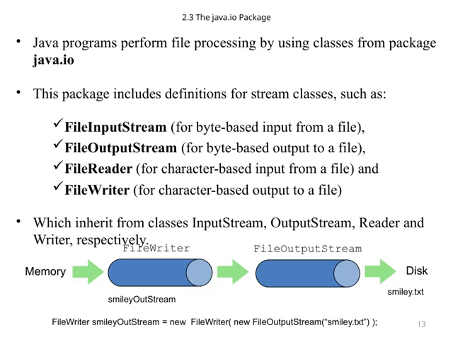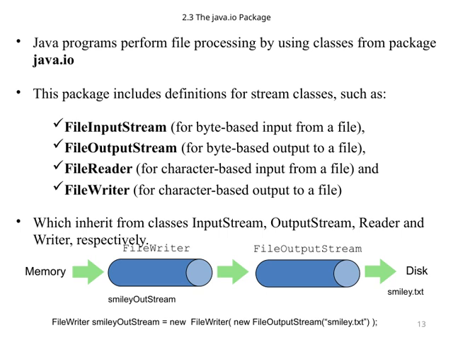Now, let's take a closer look at the Java I/O package, which is essential for file processing in Java. This package provides the classes we use to read from and write to files efficiently. For example, when working with byte-based data, we use classes like FileInputStream and FileOutputStream. These are great for handling raw byte data, especially for binary files. On the other hand, if we're dealing with character data, we turn to FileReader and FileWriter, which make it easier to work with text files by handling character encoding behind the scenes.